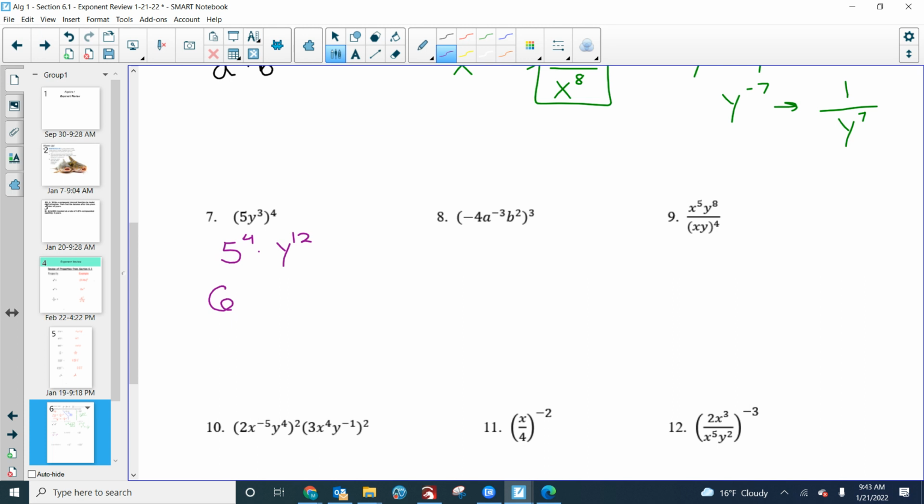I couldn't say it, but I gave you the answer. Braden's answer is 625 y to the 12. That's my answer too. See, I never wrote it down. How many of you got 625 y to the 12? Or do you have beef with Braden? I don't have beef with Braden.